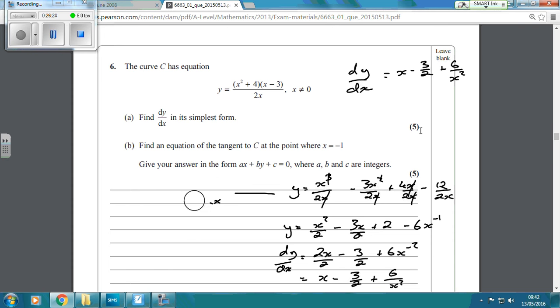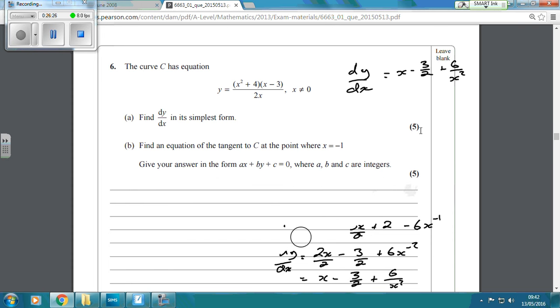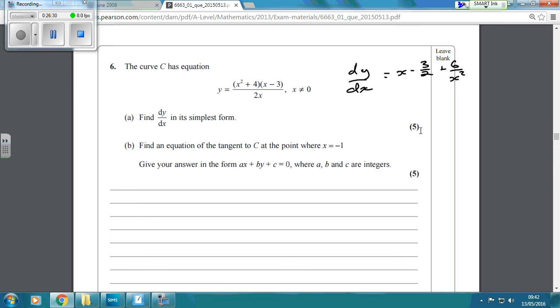Okay, the next one, find the equation of a tangent to the point where x equals minus 1. So as soon as it uses the words find an equation of a normal or find an equation of a tangent, the first thing I would always do is y minus y1 equals m(x minus x1), because I know that as soon as I start using that, I'm going to start to get some marks. And so we need to have two things if we're going to use this. We need to have the gradient and we need to have a coordinate.